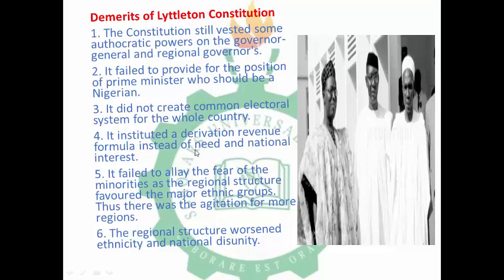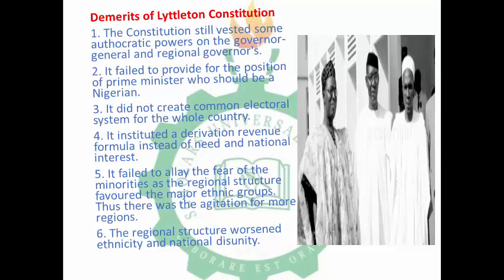Now, another type of revenue sharing is need or national interest. Let me explain each of them to facilitate our understanding. Now, we said it instituted a derivation revenue formula. The derivation revenue formula says that each region will be given a certain amount of money as revenue allocation based on their contribution to the aggregate income or revenue generated in the country.